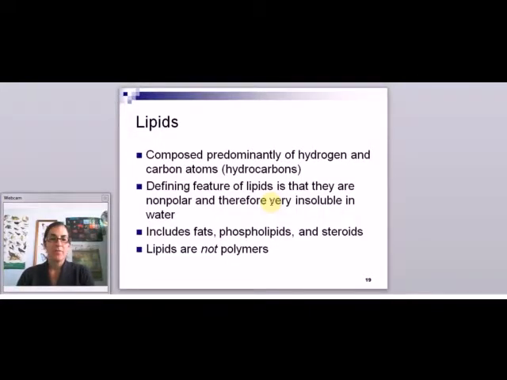Lipids are another group of macromolecules, and lipids are mostly made of hydrogen and carbon, and remember we call molecules like that hydrocarbons. Because of that, their key feature is that they are nonpolar. That means they won't mix with water. They're insoluble in water. Lipids include three broad categories: fats, phospholipids, and steroids. Lipids are an example of a macromolecule that is not a polymer, so there's not going to be a monomer that links together to make them.